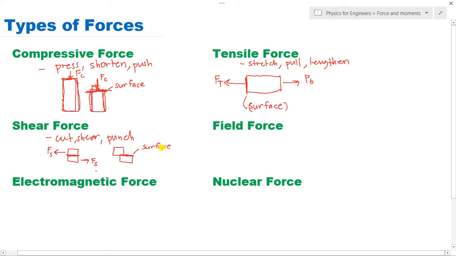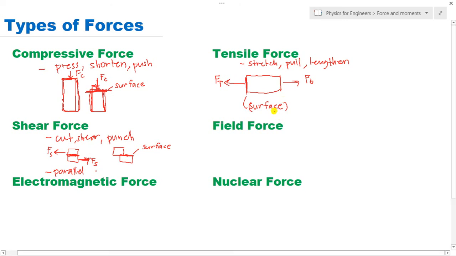is called the surface of interest. And as you can see, class, our shear force is not acting perpendicular to our surface. So it acts parallel. Therefore for shear force, class, it acts parallel. So unlike compressive and tensile that both act perpendicular, shear force acts parallel.